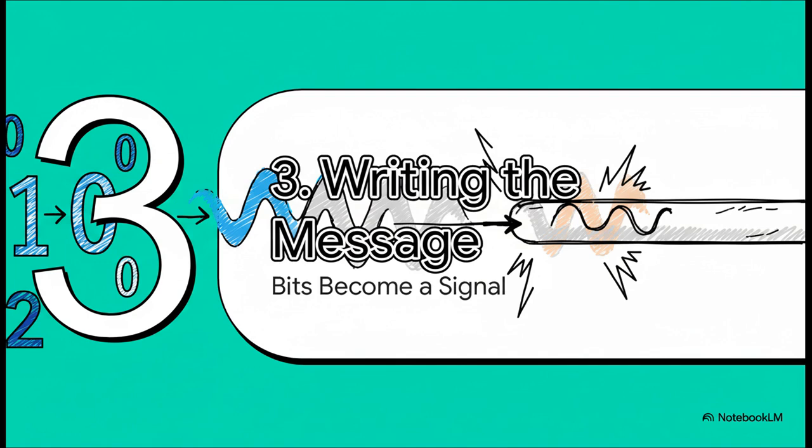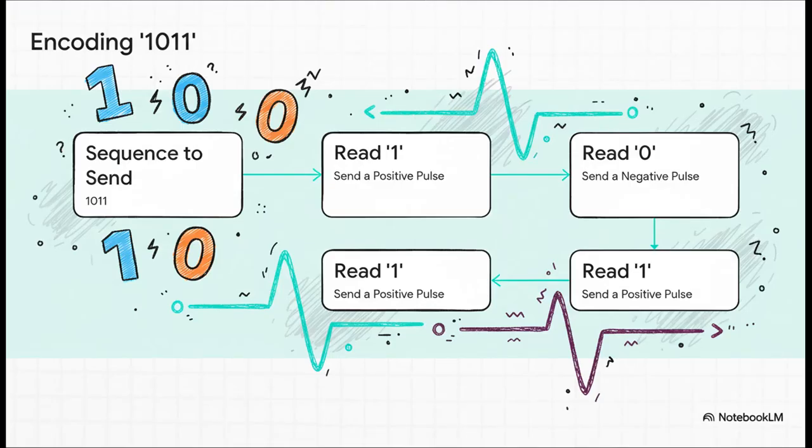All right, so we've got our letters, our positive and negative pulses. Now it's time to string them together and actually write a message. Let's just walk through a quick example. Say our system needs to send the sequence 1011. It reads the first bit, it's a 1, boom, it sends out a positive pulse. Next up is a 0, okay, out goes a negative pulse. Then it sees 2 ones in a row, so it sends 2 positive pulses, back to back. What you end up with is this flowing electrical waveform that is the actual physical version of our binary data.